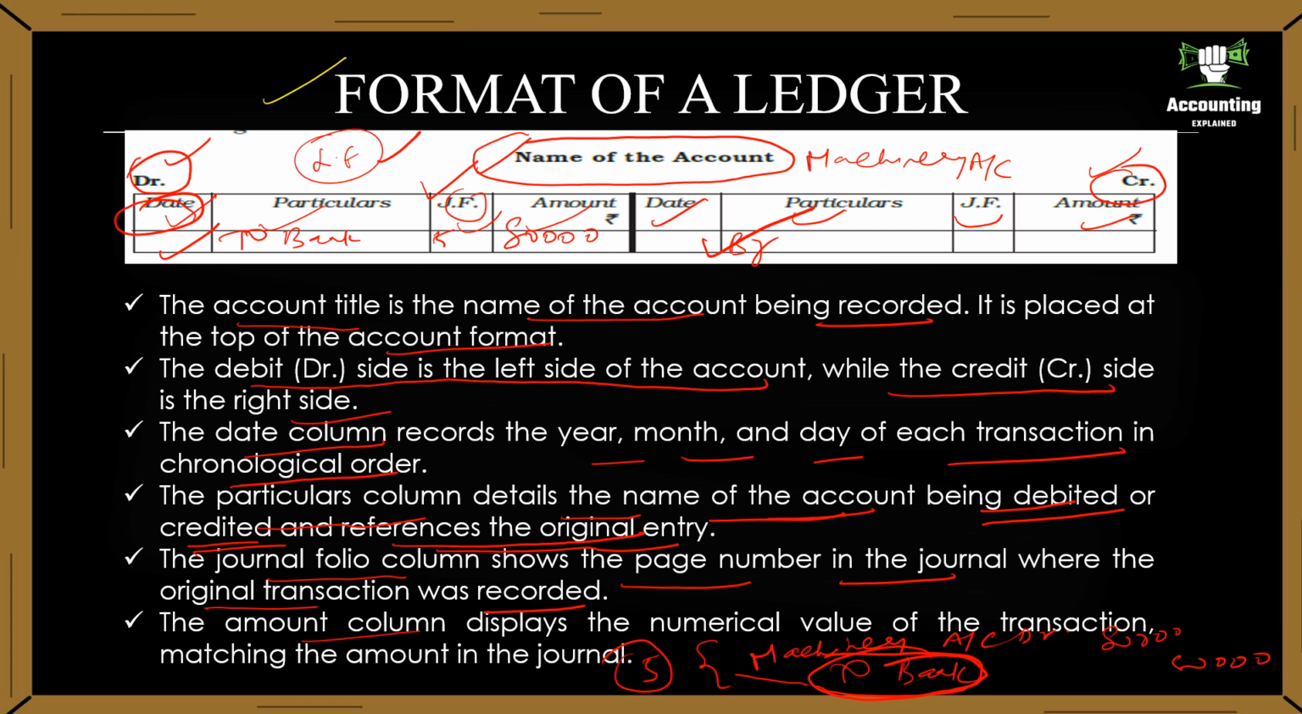The amount column displays the numerical value of the transaction, matching the amount of the journal. Here, what is the numerical value? 80,000. So, you have written 80,000 here, see.